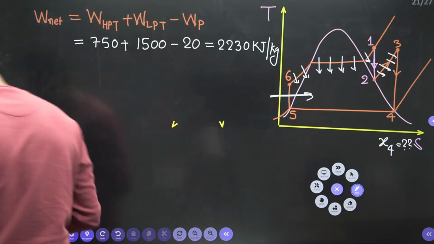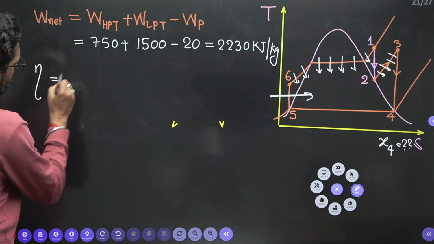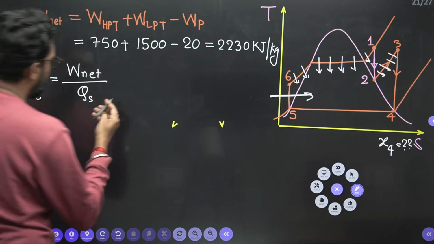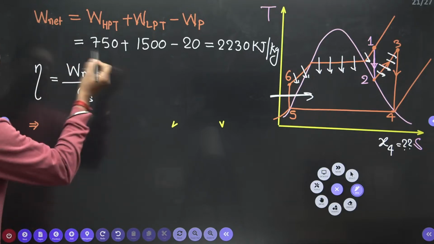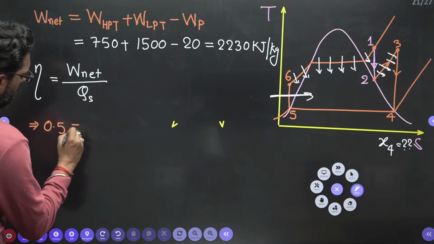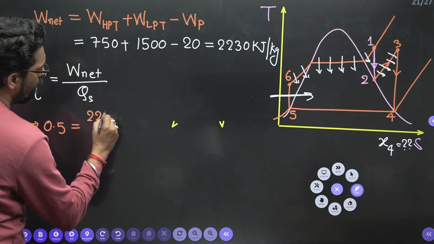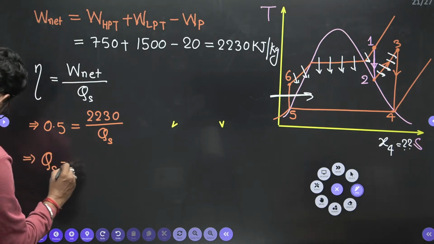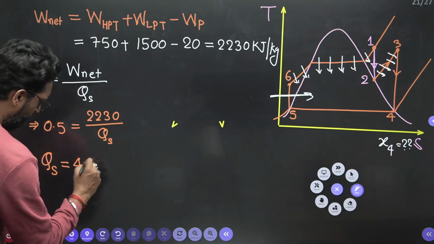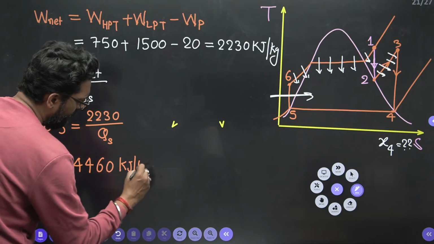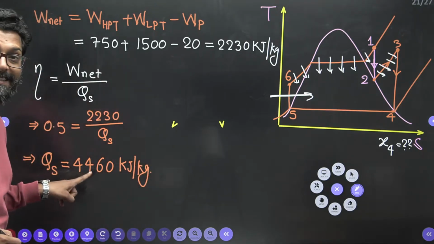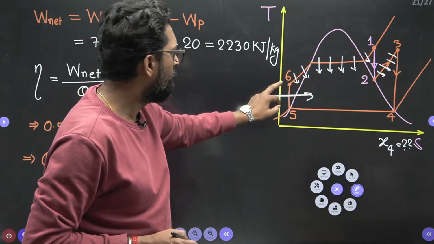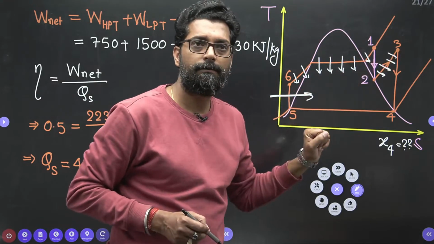Now, we know the efficiency is W net by heat supply. And this efficiency is given. How much is the efficiency given, beta? 50%. So 0.5 is equal to W net, we have 2230, divided by heat supply. So how much is the heat supply? It is your 4460 kilojoule per kg. That means this is the total heat supply. That means heat supply in the boiler plus heat supply in the reheater. So total heat supply means 6 to 1 plus 2 to 3. So this is the total heat supply.